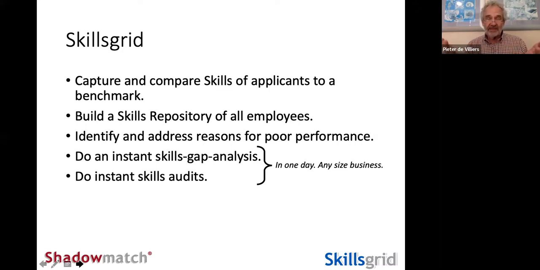So once a company has all their people on Skillsgrid, they've got a database of all the skills amongst the people that are employed in the business. So they've got a good outline of the skills that they have available. And you can do all the things as with Shadow Match, multi-match people, etcetera. And then we identify and address reasons for poor performance. Let me just go back to this slide.